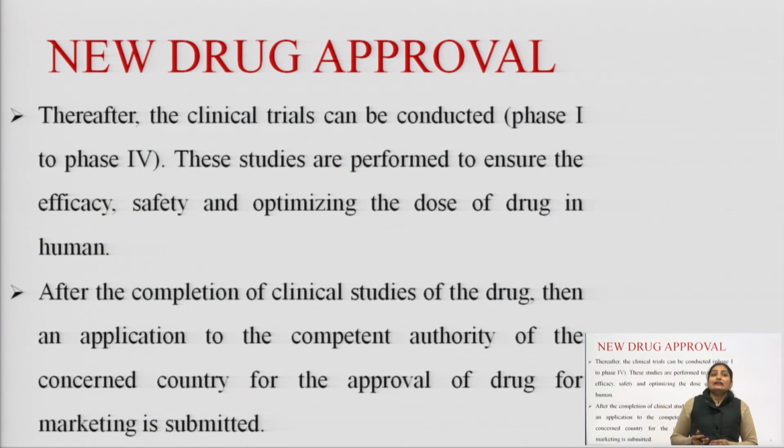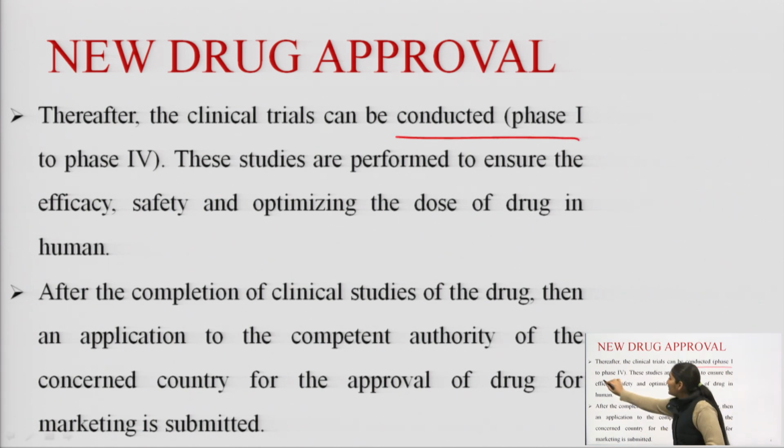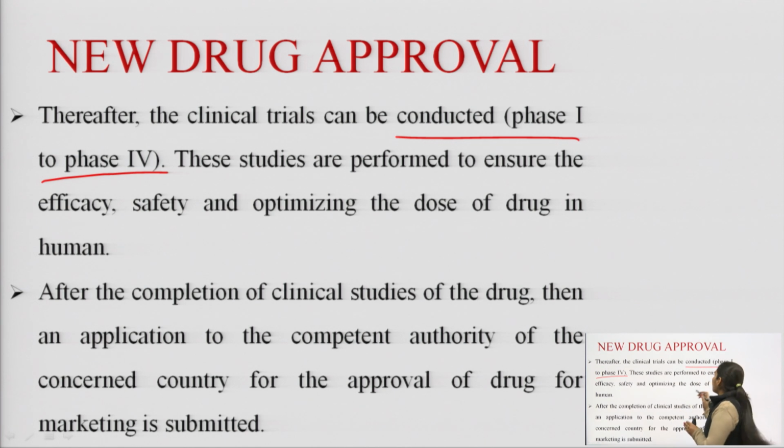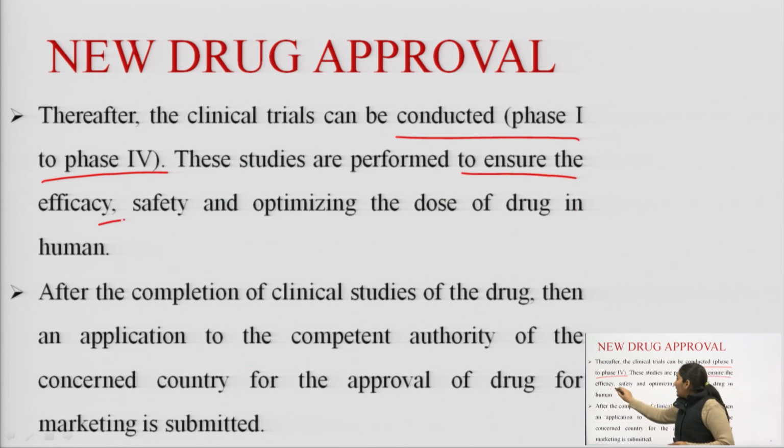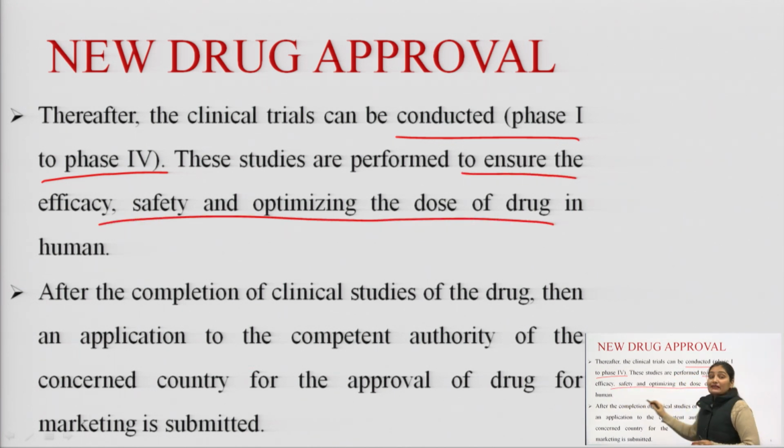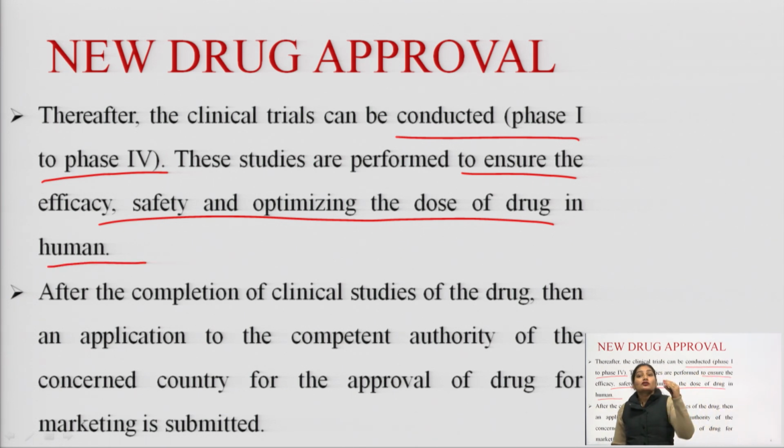Thereafter, the clinical trials can be conducted, and these clinical trials will be conducted in 4 phases, that is phase 1, phase 2, phase 3 and phase 4. These studies are performed to ensure the safety, efficacy and optimizing the dose of drug in human, so as to obtain the best result from the drug product.